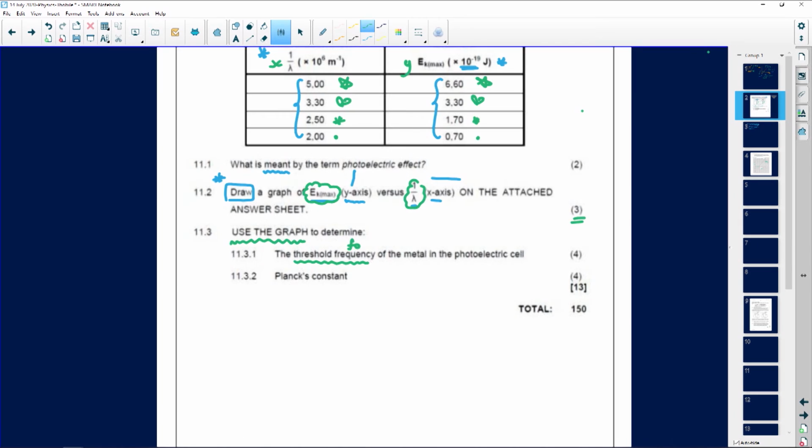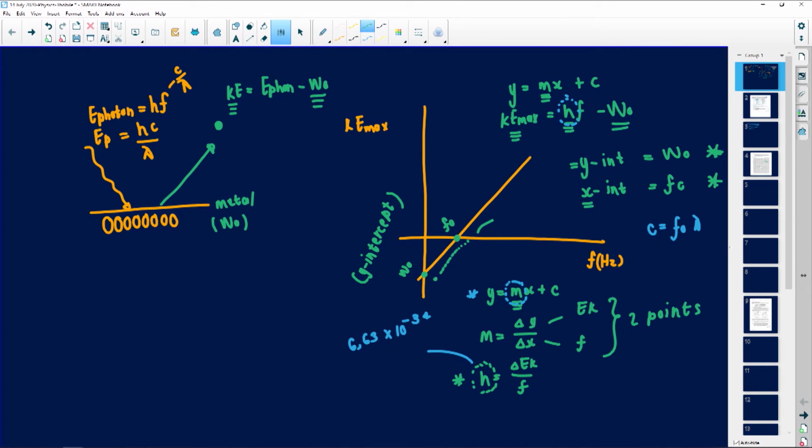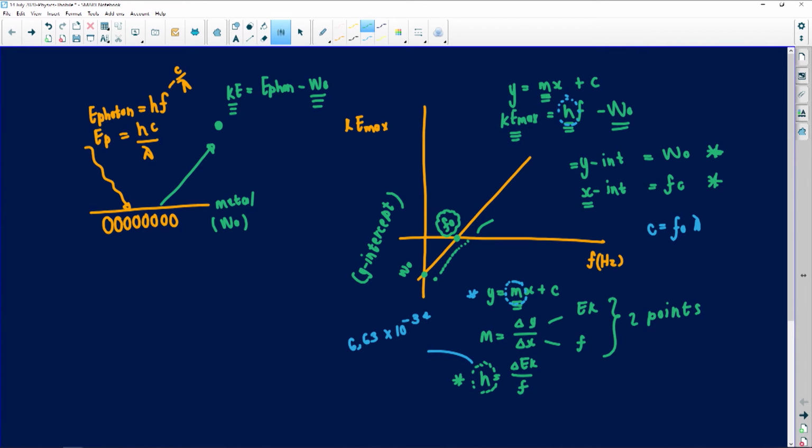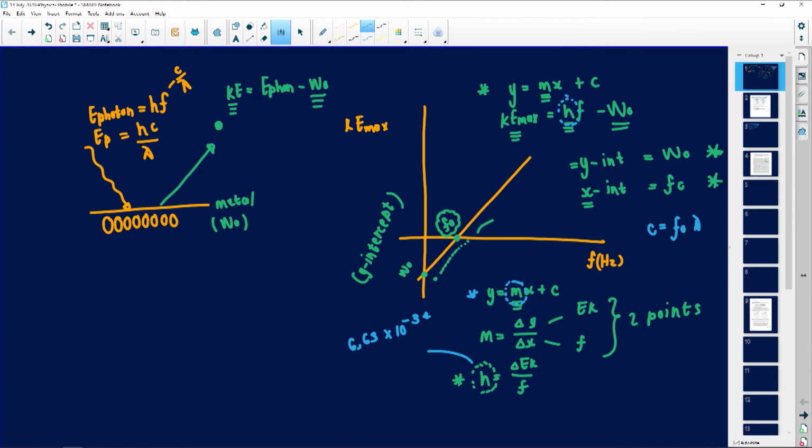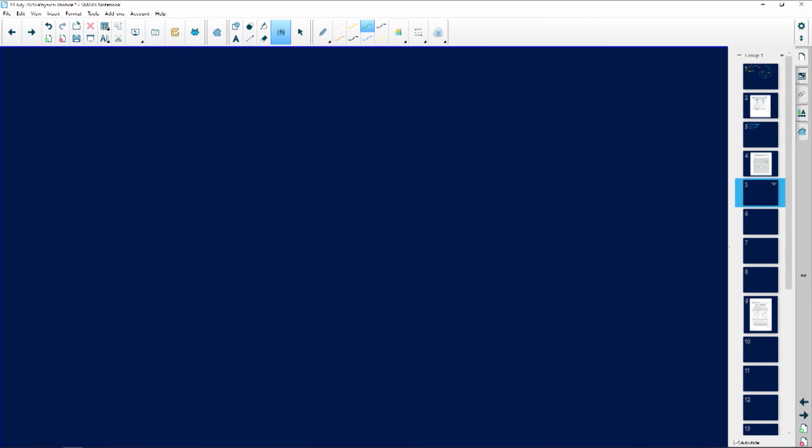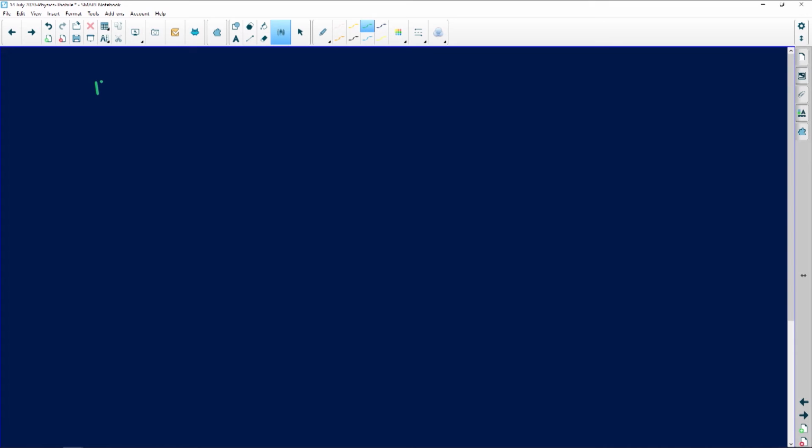I just want to quickly go to this, our first idea here. Remember, when we talk about frequency, we are talking about this one here, the minimum frequency that is required to actually eject that electron. I'm also going to take this into consideration, and then we'll take it from there. So let's answer our next question. We have to find the threshold frequency, and this will be 11.3.1. threshold frequency. Now remember, we have the formula y is equal to mx plus c.